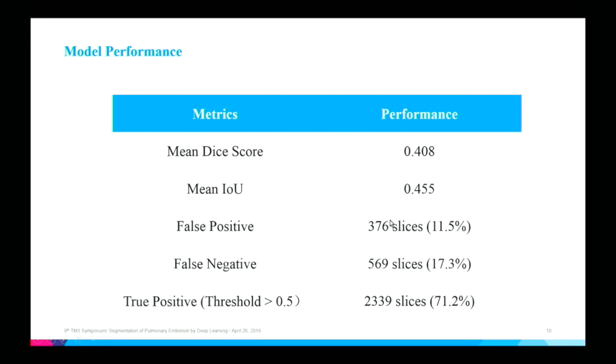The algorithm achieved a 0.48 mean DICE score and 0.455 mean IOU. There were 376 slices considered as false positives by the algorithm, and 569 slices considered as false negatives, where no prediction was generated. And in terms of successful predictions, there are 2339 slices with overlap greater than 0.5.